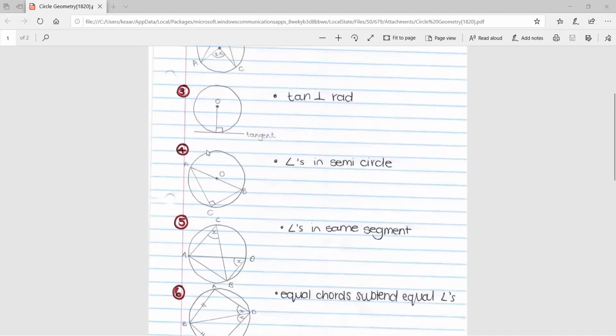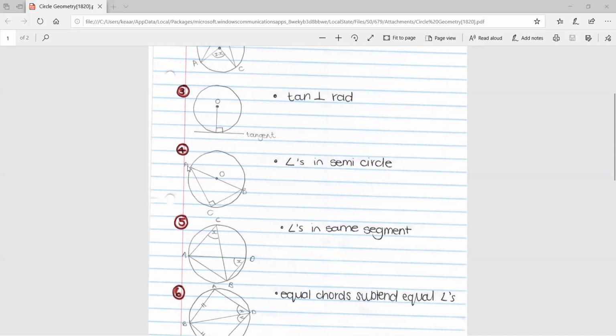The fourth theorem is when they give you the diameter of the circle. In this case, AOB is the diameter. The diameter is the line that cuts the circle in half. It is 2 radiuses joined together that cuts the circle directly in half.